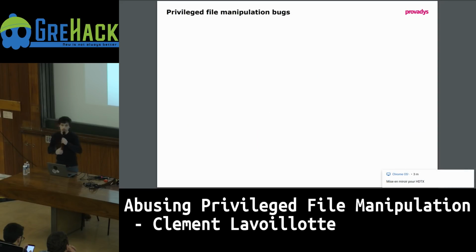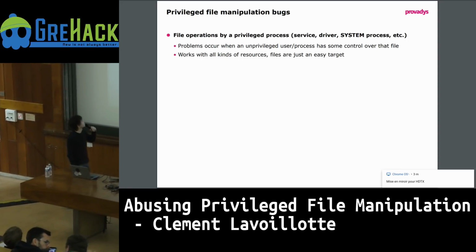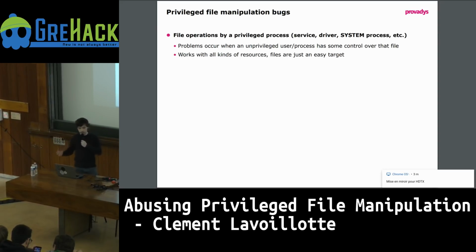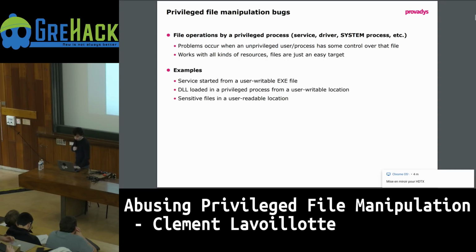So, privileged file manipulation bugs, basically, these are bugs in file operations that are performed by privileged processes, so privileged services, for instance, drivers or stuff like that. And of course, when those privileged components manipulate files that the user has some control over, well, bad things happen. It actually works with different kinds of resources. It's a basic principle in privilege escalation, but files are just an easy and often overlooked target.